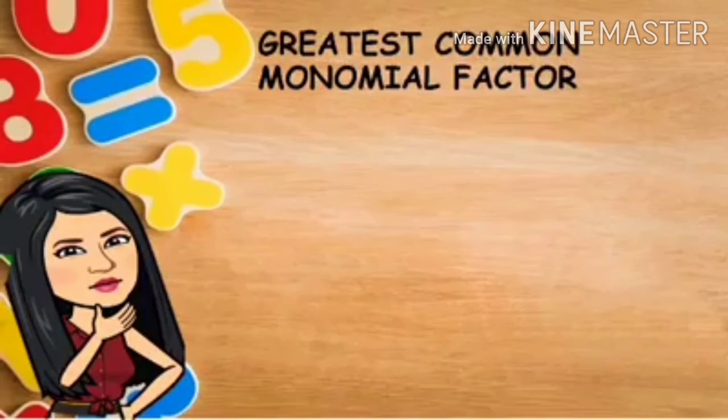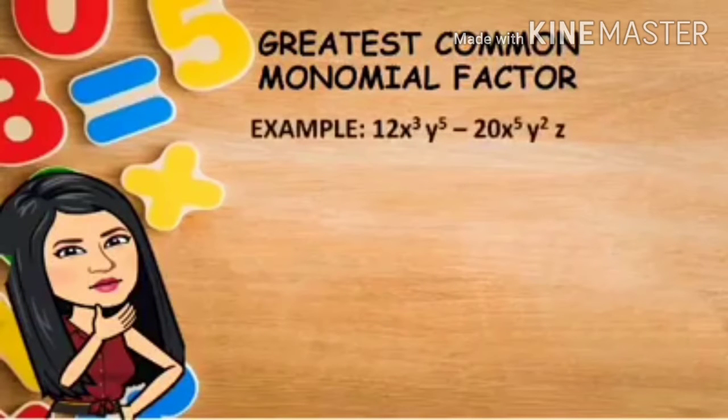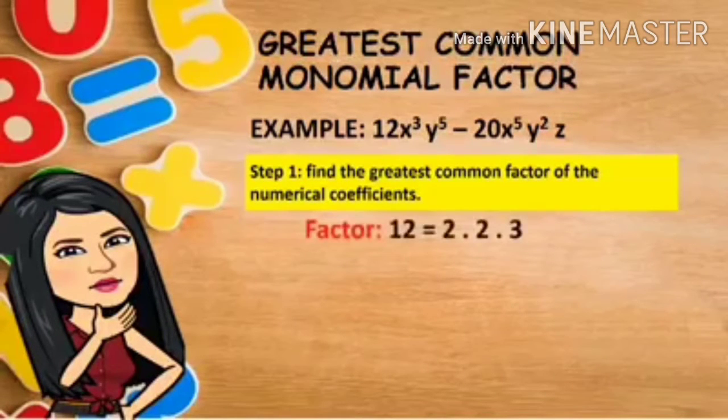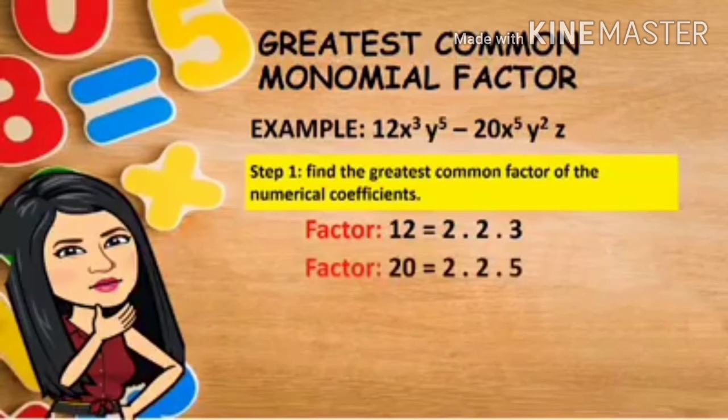Now let's have an example of greatest common monomial factor. We have 12x cubed y raised to 5 minus 20x raised to 5 y squared z. For step 1, find the greatest common factor of the numerical coefficients. So let's find the factors of the numerical coefficients. The factor of 12 is 2 times 2 times 3. For the factor of 20, we have 2 times 2 times 5.